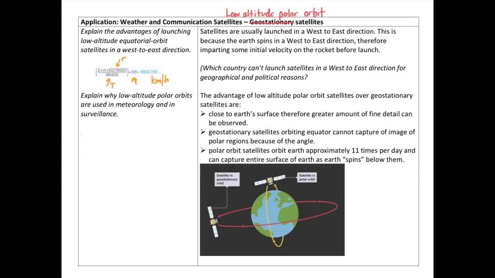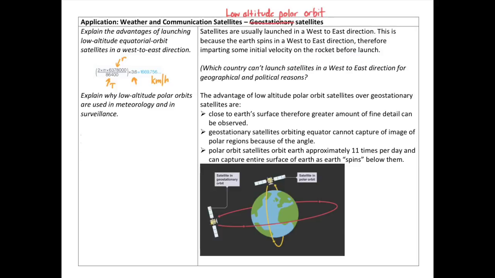So you might be wondering, why am I talking about how fast you're going? Well, the first thing we need to be able to do is explain the advantages of launching low altitude equatorial orbit satellites in a west to east direction. So these are satellites that we want to orbit roughly around the equator at relatively low altitudes. Now, these satellites are usually launched in a west to east direction, so the same direction as the Earth's rotating. This is because the Earth spins west to east, which we've already talked about, therefore imparting some initial velocity on the rocket before launch.